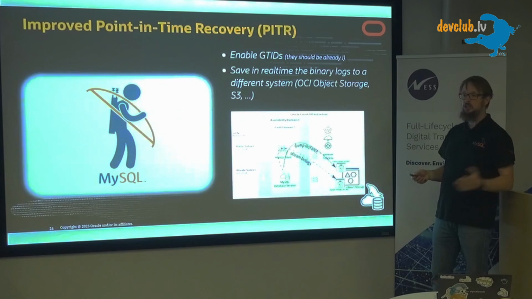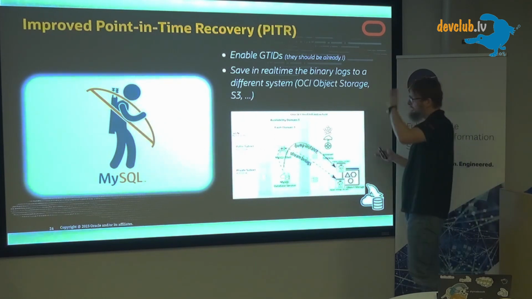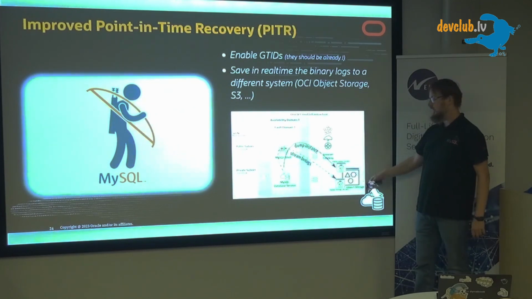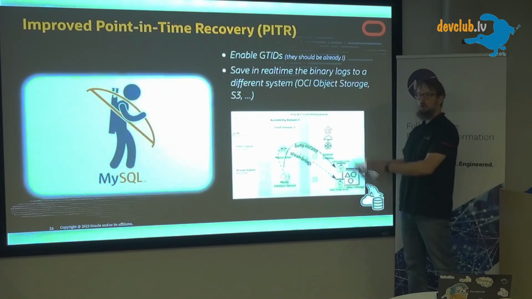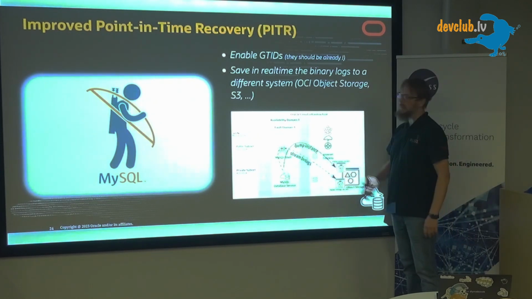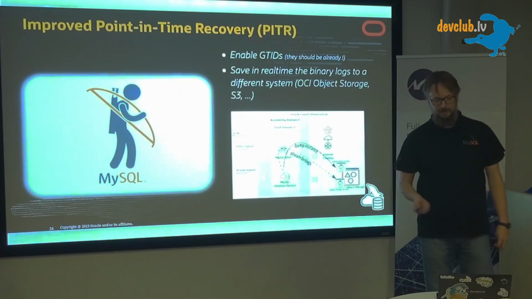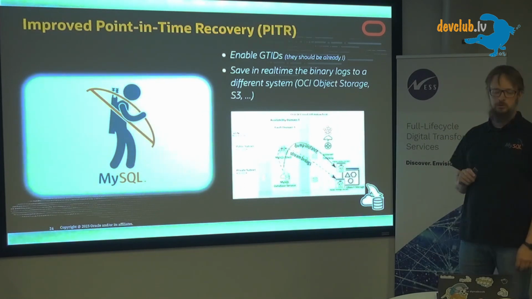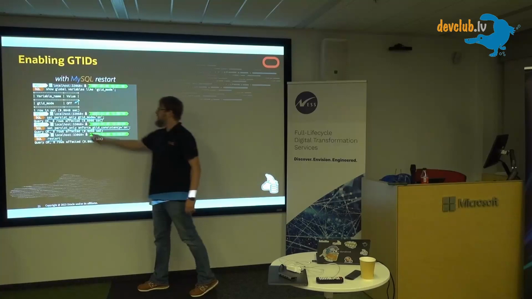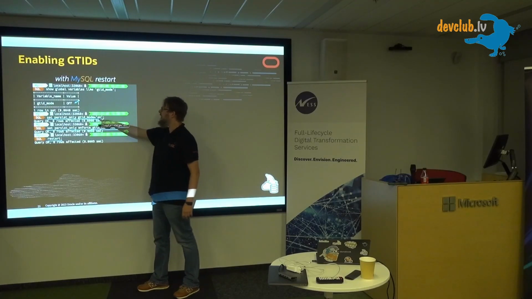It could be another machine, another data center, or, for example, this is on OCI, in the cloud, in object storage. I stream all my binary logs there. So if I have an issue, I can go back here to bring them back. If you have not enabled GTIDs and you want to enable GTIDs, this is how you can do that. With a MySQL restart, you do SET PERSIST_ONLY gtid_mode=ON.